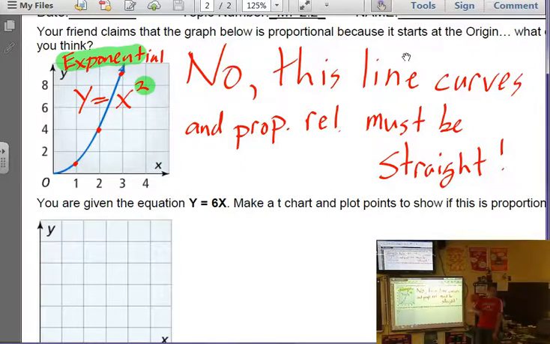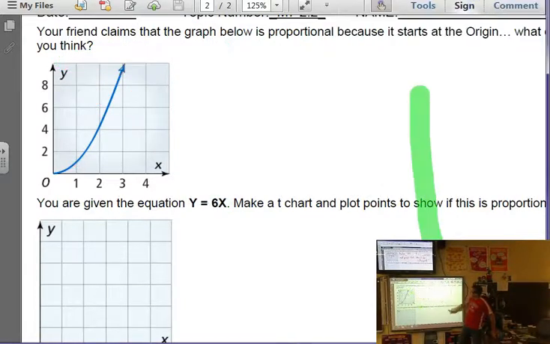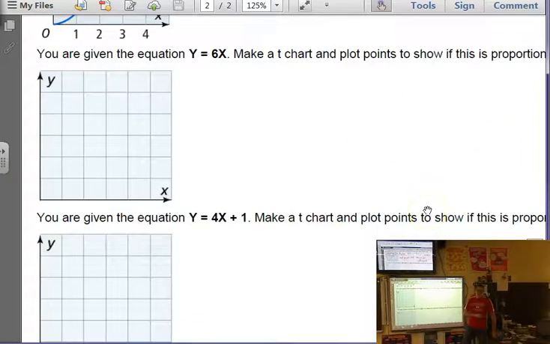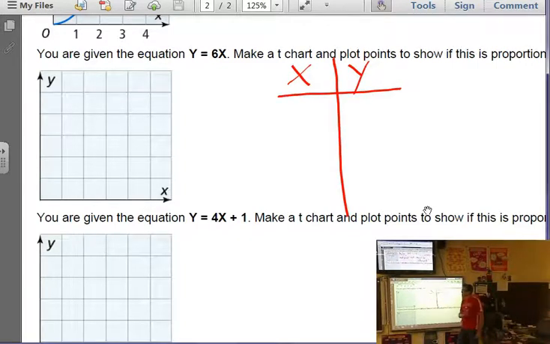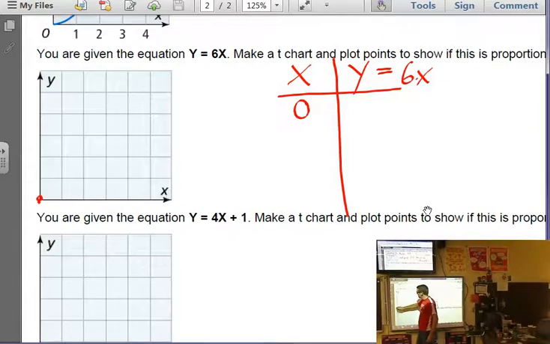So, unlike an exponential graph, we have situations where we have a relationship where it's multiplicative, or there's just multiplication happening. So, when we are given the equation y equals 6x, let's make a t-chart of x as my input, y as my output. If I input 0, and we know that y is actually 6 times x, what would 6 times 0 be? Zero, right? Because anything times 0 is 0. So I'm going to go ahead and put my 0, 0 point and notate that y would be 0.